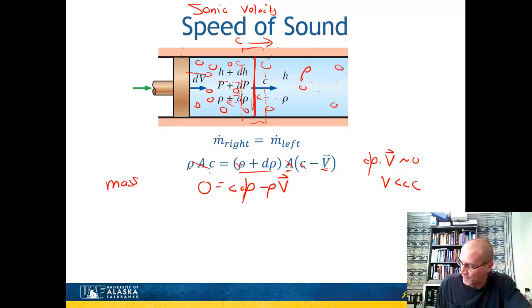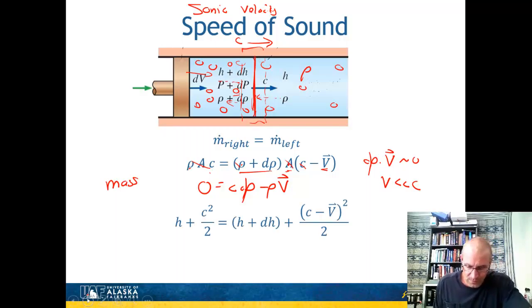Okay, so we've done a mass balance. The next thing we're going to do is an energy balance over this control volume as well. It's going to look really similar. So at what rate does energy enter? Well, it enters with an enthalpy h, and then there's my kinetic energy term, and it's coming in with the velocity of c. And then when it's leaving, it's going to have an increase in enthalpy, or at least a difference in enthalpy.